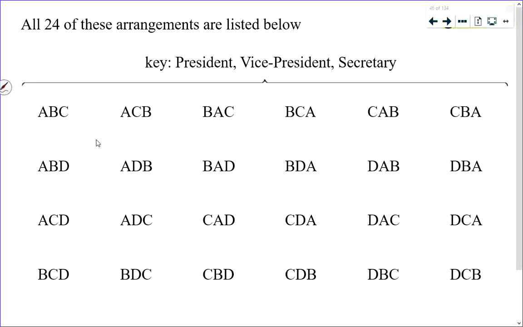And just like the other day, this is for a different reason, I'm listing all 24 here. So I do want you to notice that the first line here, ABC, ACB, BAC, BCA, CAB, CBA, that's for president, vice president, and secretary. That first line is all Alan, Betty, and Charles. Danny is not anywhere to be found in the first line. Charles is nowhere to be found in the second. Betty is not in the third. And Alan is not in the fourth. So these are all of the 24 arrangements.